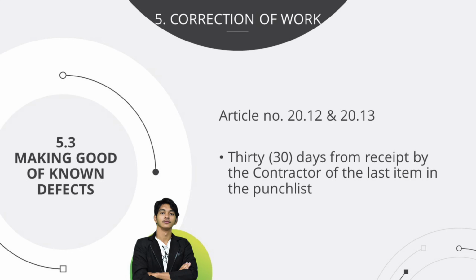Number 5.3 is making good of known defects. Article number 20.12 and 20.13 says that it is 30 days from receipt by the contractor of the last item in the punch list.